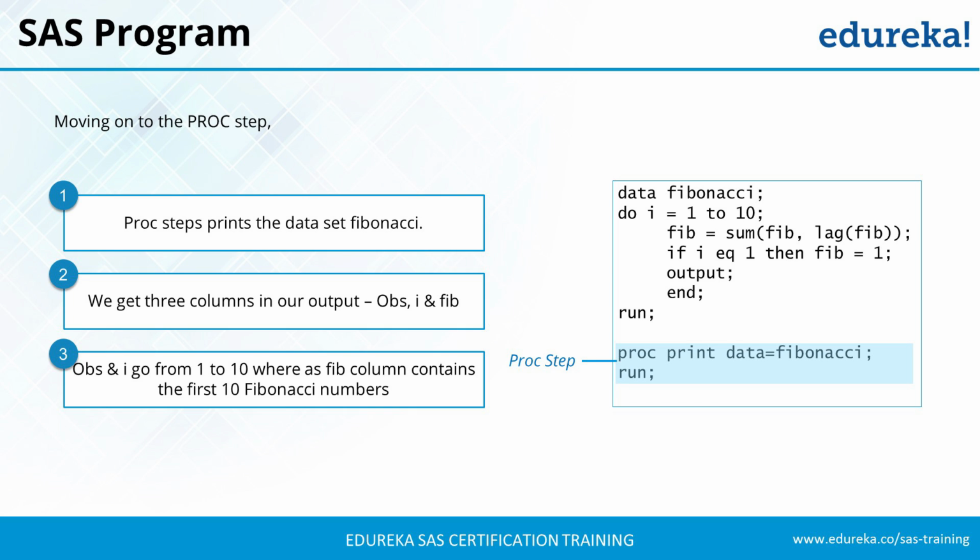The data step creates the dataset Fibonacci. Whenever SAS runs a data step, it will create the dataset for you, but it's not going to print it. For that, you have to explicitly give a print command. We get 3 columns in our output data set. Obs, the observations, is a column which comes by default, and if you don't want that, we have to write noobs. I is the iterations we got here, and fib is the variable which we created. So obs and I go from 1 to 10, whereas fib contains the first 10 Fibonacci numbers. So it's a summation of the Fibonacci number plus the lag of it.